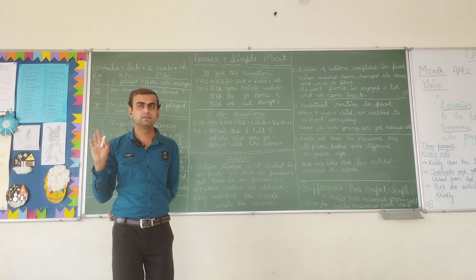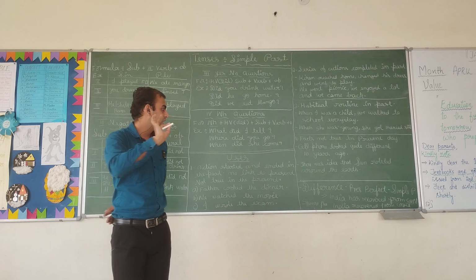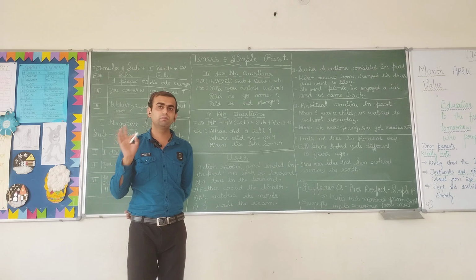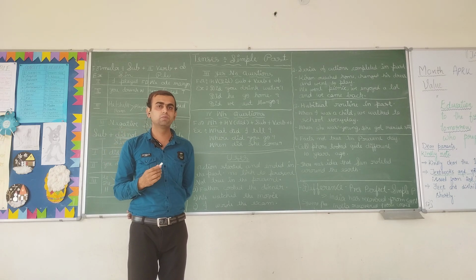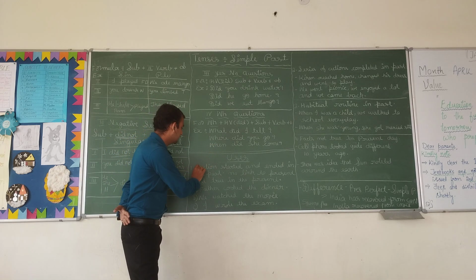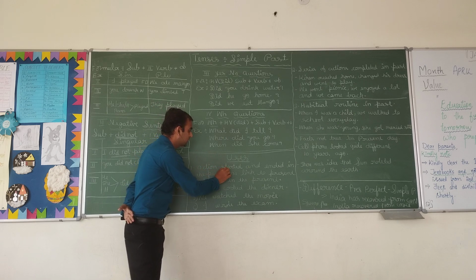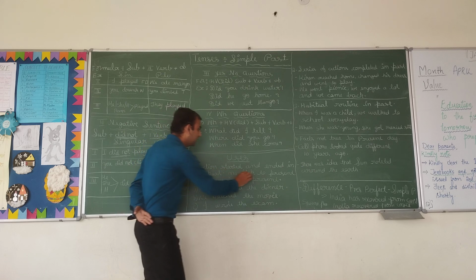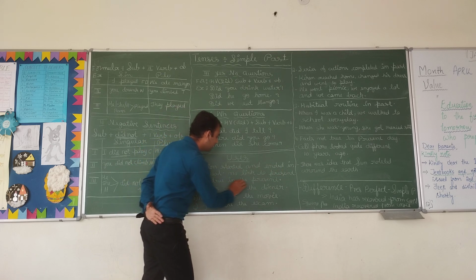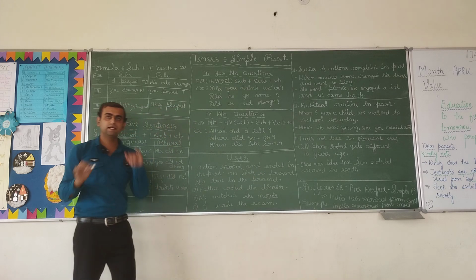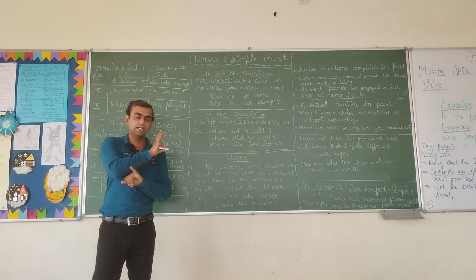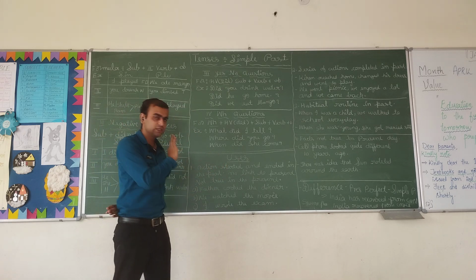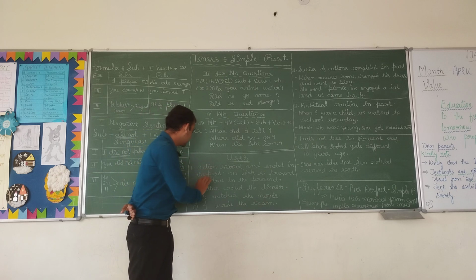Is it clear? Now, let us see the uses of the simple past tense. Where do we use the simple past tense? First, for an action which started and ended in the past. There is no link to the present and it is not true in the present. So once again I tell, an action which started and ended in the past, there is no link to the present or which is not true to the present.